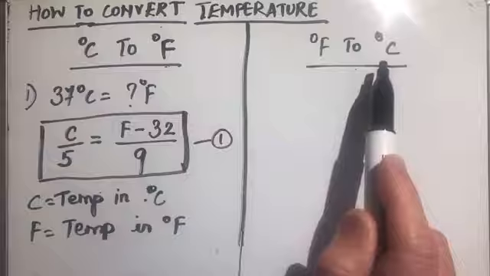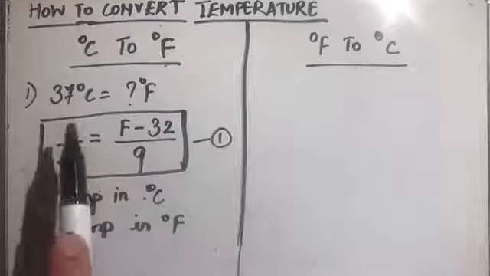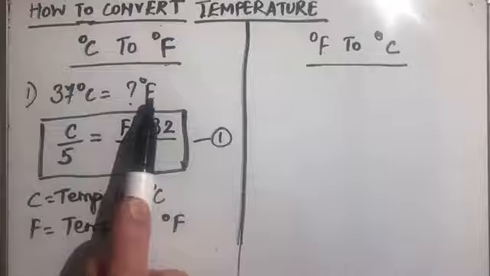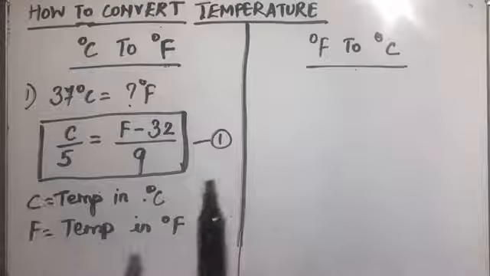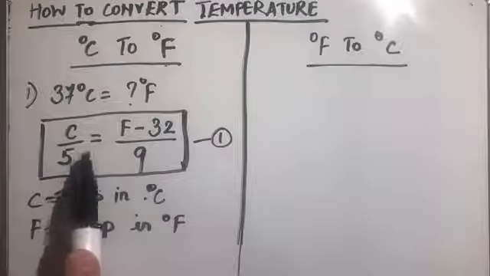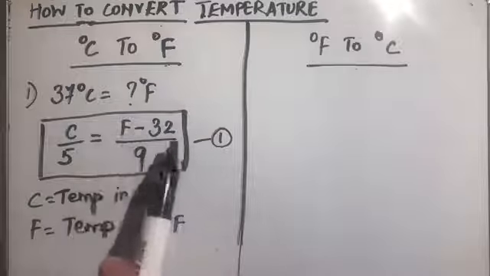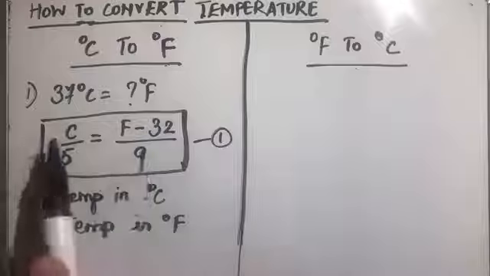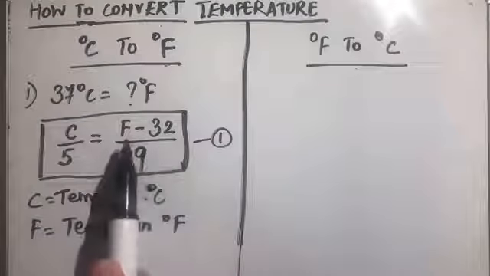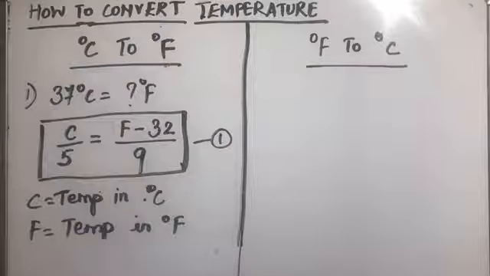So let's get started. Suppose we need to convert 37 degrees centigrade to degrees Fahrenheit, and for this we should learn the basic formula, which is C over 5 is equal to F minus 32 over 9, where C is the temperature in centigrade and F is the temperature in Fahrenheit. We'll substitute the values in the equation, and then we'll find the temperature in Fahrenheit.